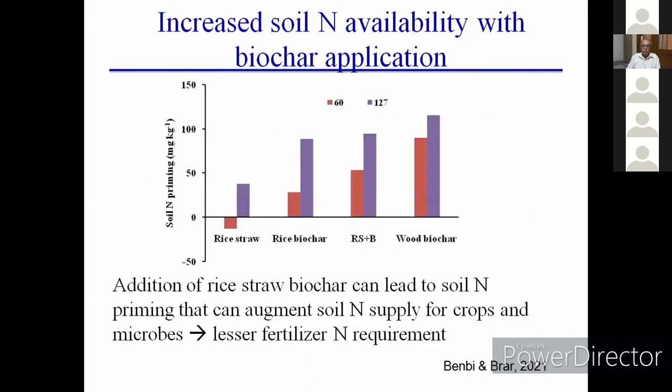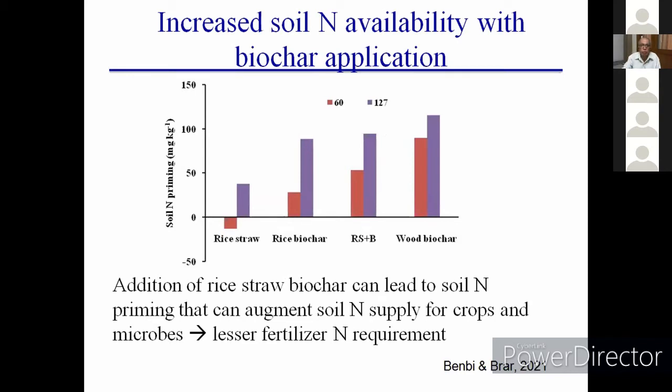Then similarly, as I talked about biochar and how it affects carbon use efficiency, it also affects the use efficiency of not only carbon, but nitrogen as well. When you go for this application, there is also nitrogen priming from the soil. Soil nitrogen is really made more available through the agency of microorganisms.